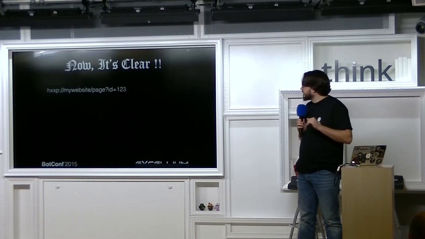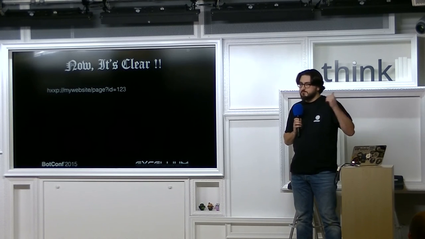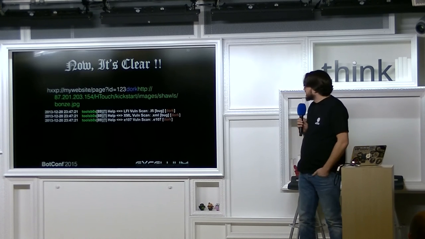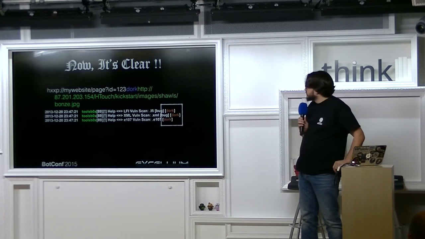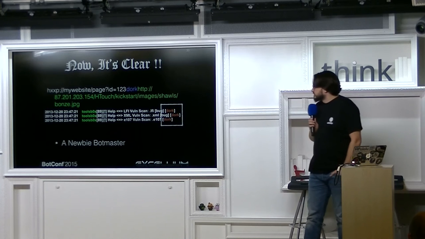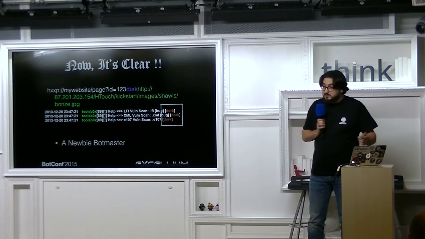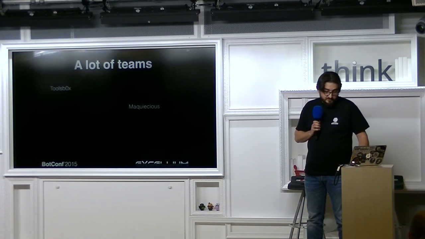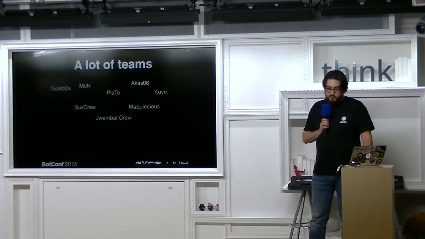So now it's clear. If you remember the strange web request with the dog part, and you take a look at the documentation, you may find why I have a dog in my query. Probably a newbie botmaster. Sometimes it happens, you have to learn. There are a lot of teams. It's not one guy, it's a lot of teams doing the same job, copying each other. I think it's like that. You have many names, and sometimes some teams are more proud than others.